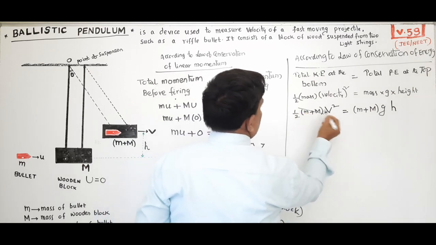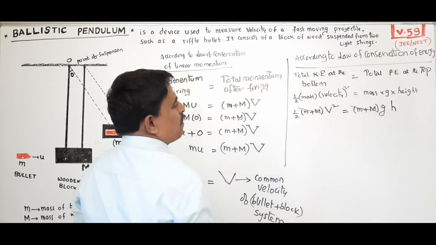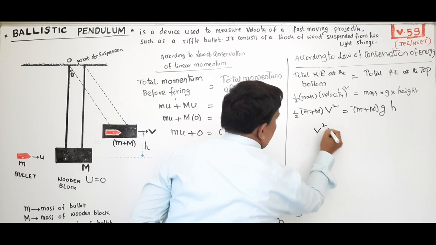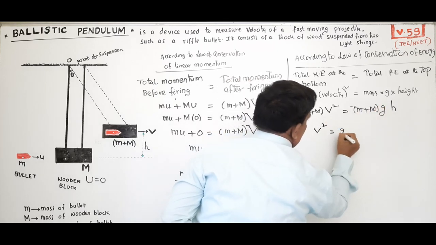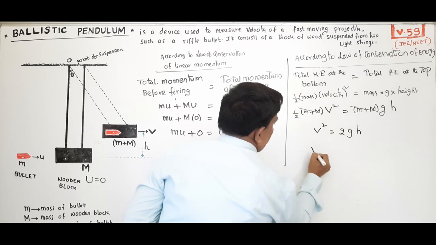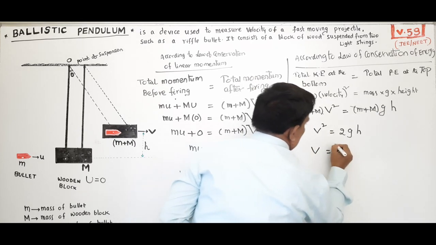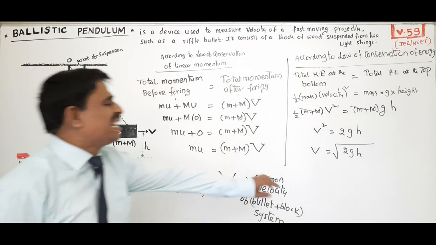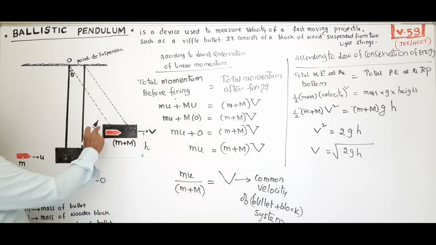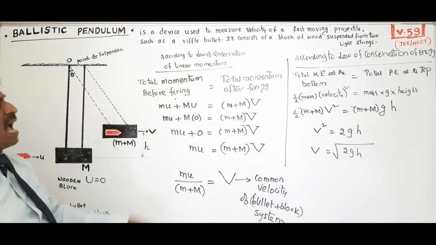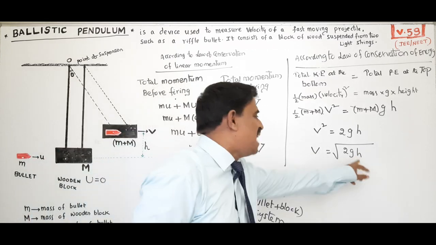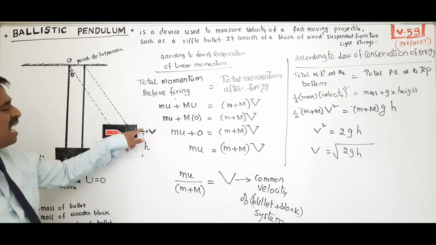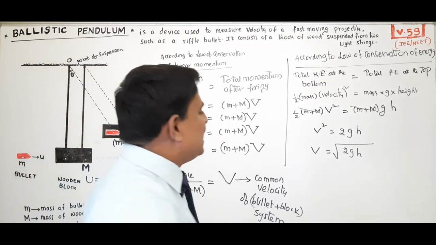Here, small m plus capital M cancelled. Small m by 2 goes to the numerator. Capital V square is equal to 2gh. Capital V is equal to under root of 2gh. Now please listen. Capital V represents the common velocity of the bullet-block system. h represents the height to which the total system rises.